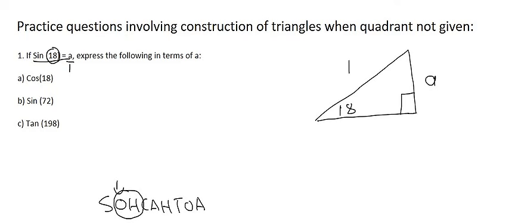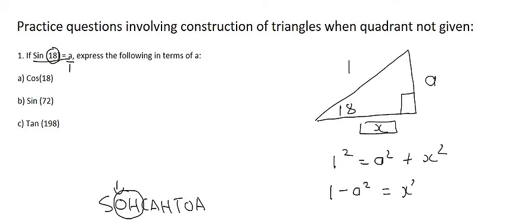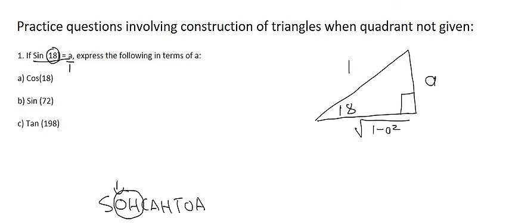We can then quickly use Pythagoras to find this length over here. So we know that 1 squared is equal to a squared plus, I'll just call this other one x for now. And then we just get x by itself. 1 squared is 1. I'll take the a squared to the left hand side, so it looks like that. And then to get x alone, you just take the square root. And so that length over here is the square root of 1 minus a squared. Now that our triangle is complete, we can answer the questions.